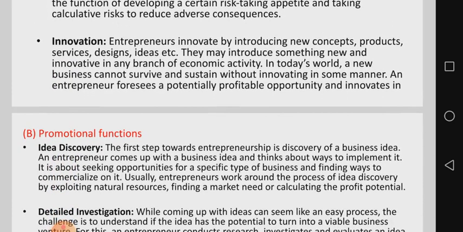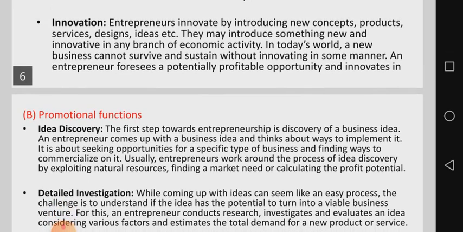Next is innovation. Entrepreneurs innovate by introducing new concepts, products, services, designs, ideas, etc. They may introduce something new and innovative in any branch of economic activity. In today's world, a new business cannot survive and sustain without innovating in some manner. An entrepreneur foresees a potentially profitable opportunity and innovates in business.